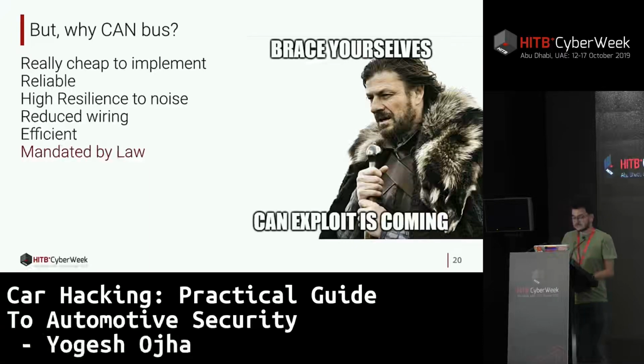Also, CAN bus uses differential signaling, which means when a signal is sent, CAN raises the voltage on one line and drops the voltage equally on the other line. So as I told you earlier, when the CAN packet is sent on one of these buses, in the idle state, it is 2.5 volts.